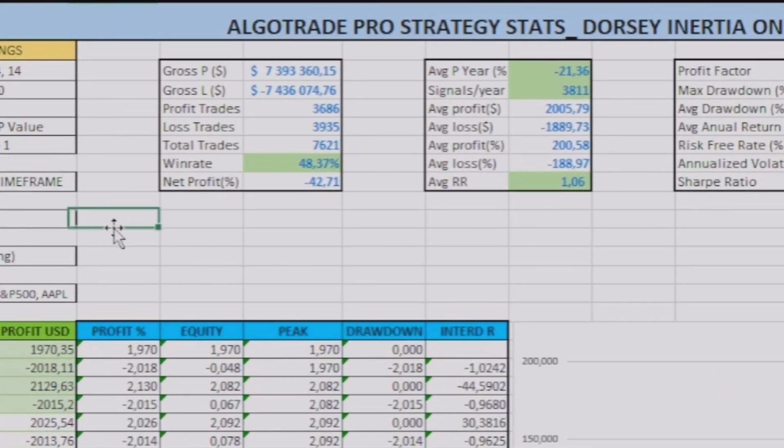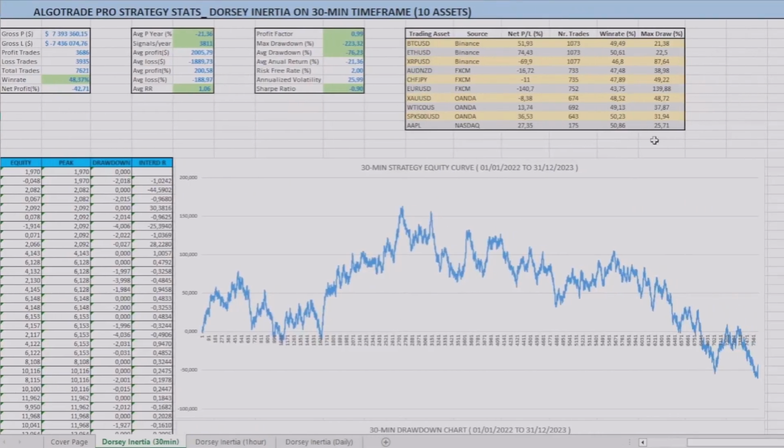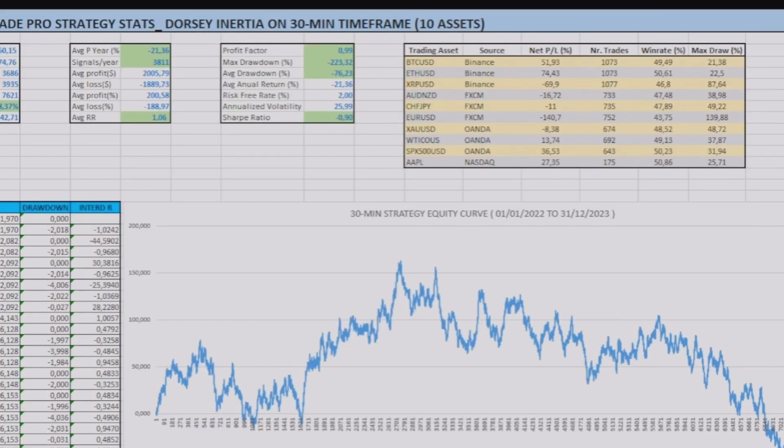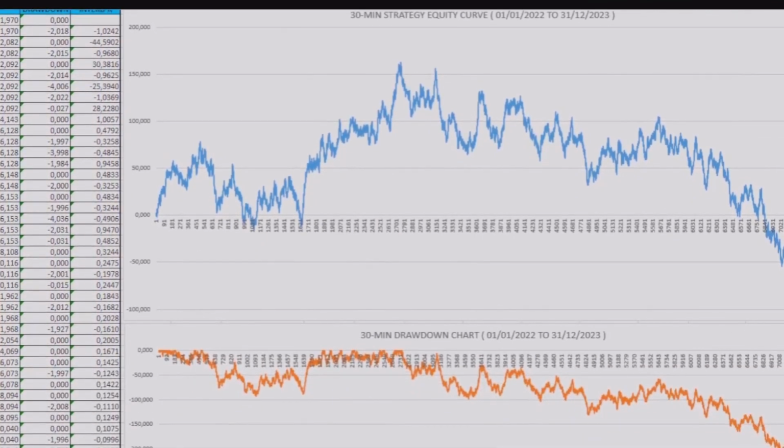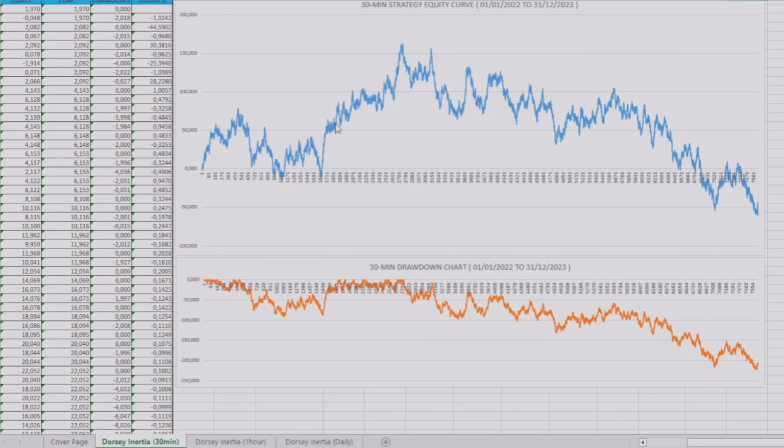In the 30-minute one, after more than 7,000 trades, it achieved a win rate of 48.37% and a net loss of 42%. Here you can check the results of every single asset, where you can notice that the assets from the stock market were the ones that performed better, and by looking at the equity chart, we can verify that in this time frame, the indicator in these conditions is not consistent. In this period right here, it achieved good results and a nice equity curve, but then it wasn't able to adapt to different market conditions and got this huge drawdown above 200%.